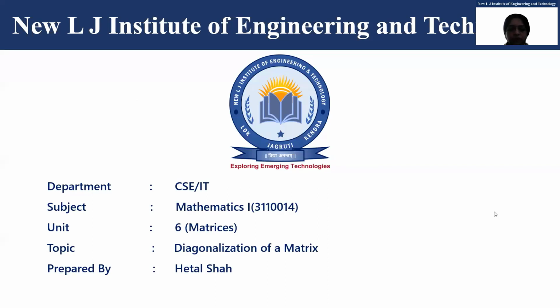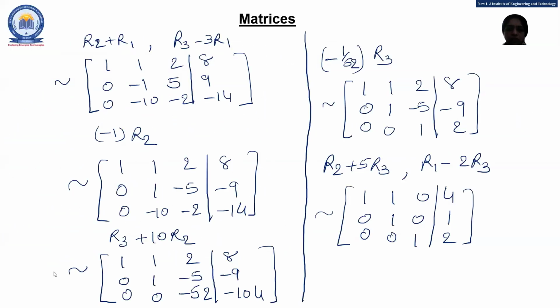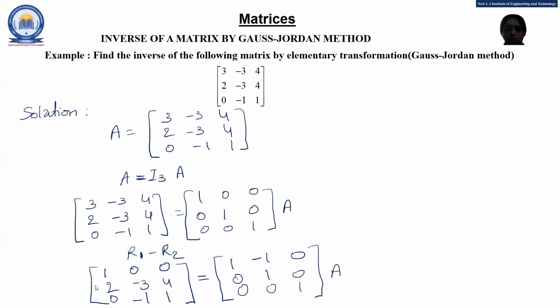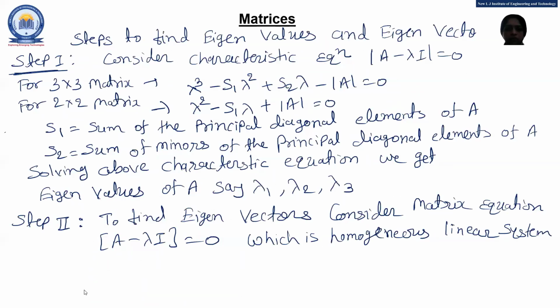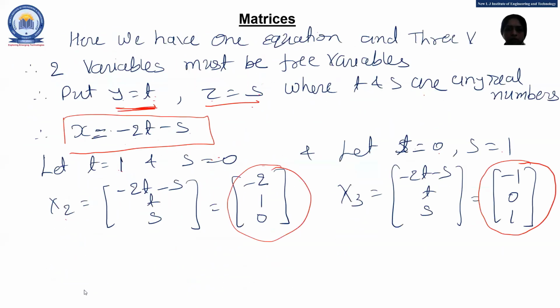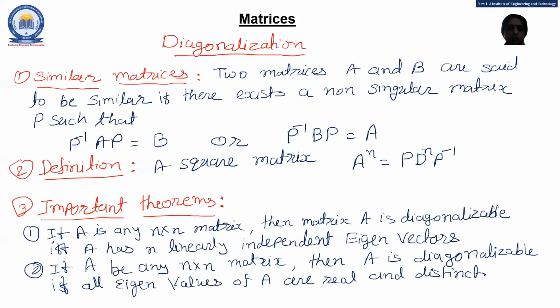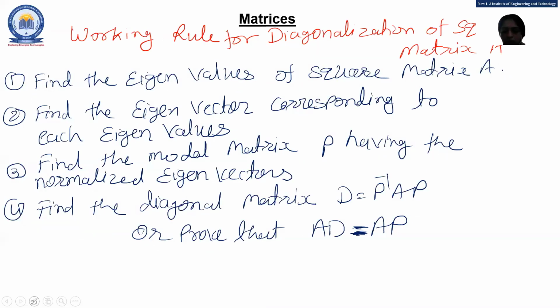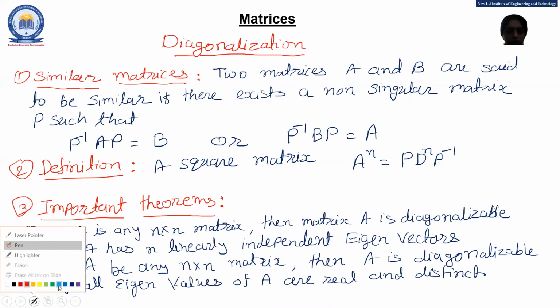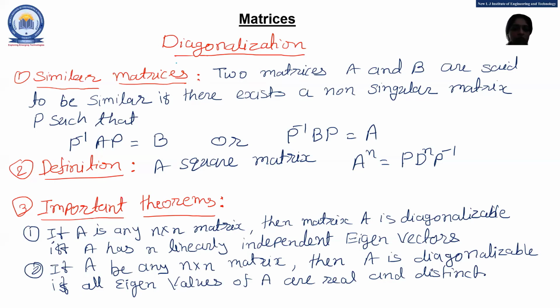Very good morning, students. Today is the last lecture of Unit 6, Matrices, and the method is diagonalization of a matrix. So let's start with our new topic, that is the diagonalization of a matrix. For the diagonalization of a matrix, some rules are there. What is number one?